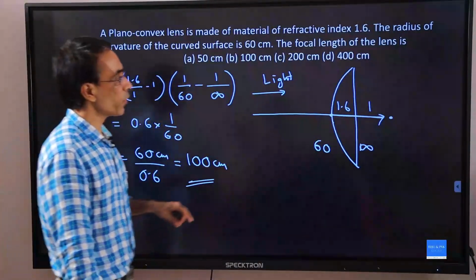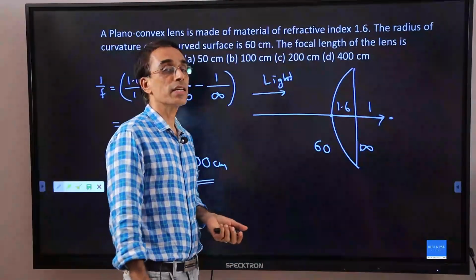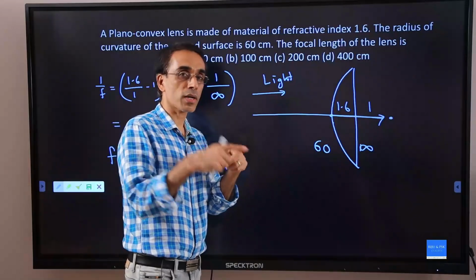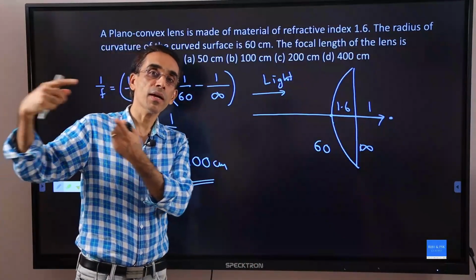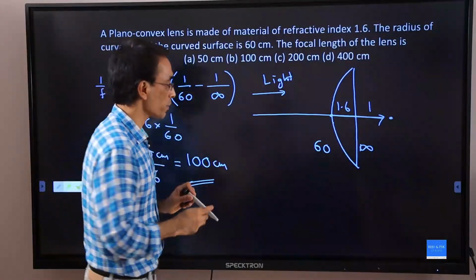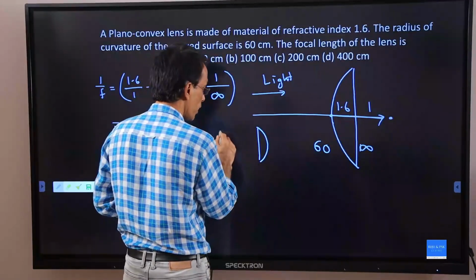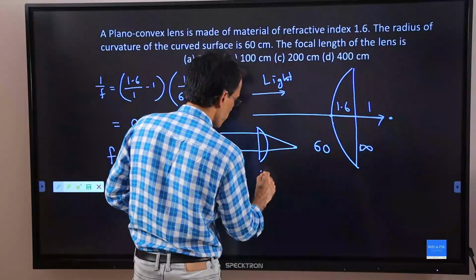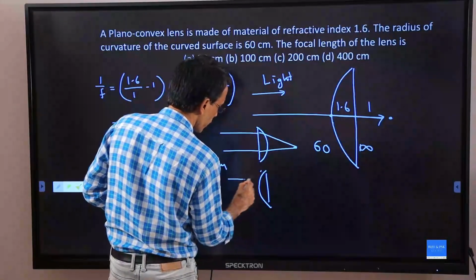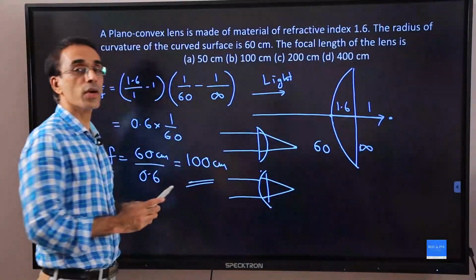So whether light falls on the convex side or the plane side, the behavior of the lens is the same. It will always focus light at 100 centimeters if the rays are coming parallel to the principal axis. That means if light falls on the plane side like this, it will focus at the same point, and if you keep it the other way and allow light to fall, it will still focus at the same point. The behavior remains the same.